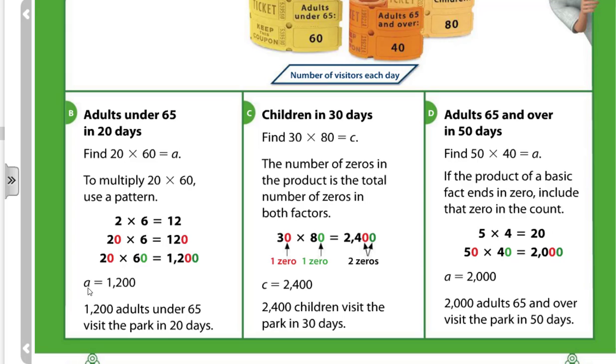So the value of A, which we call the unknown, the thing that we don't know and need to find, is 1200. Now we know this number. Now it's not unknown anymore. We know it. So the number of adults under 65 in 20 days is 1200. The same for the next part. We have 3 parts in the question, remember?